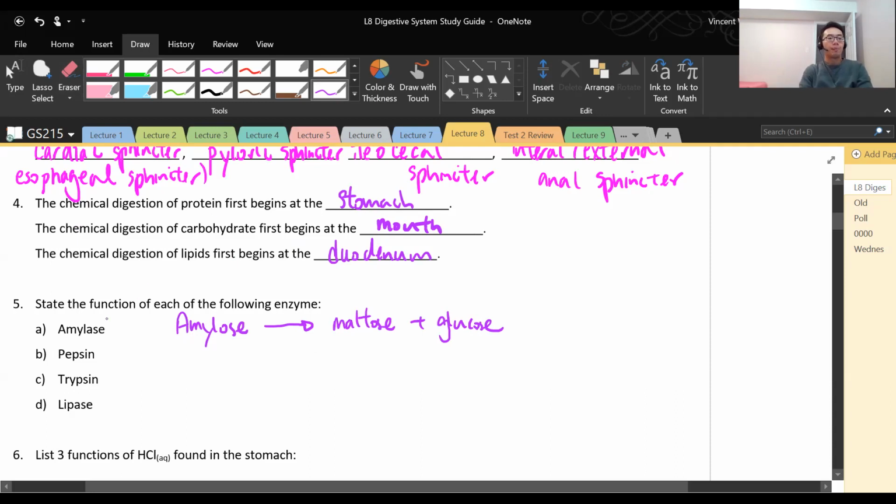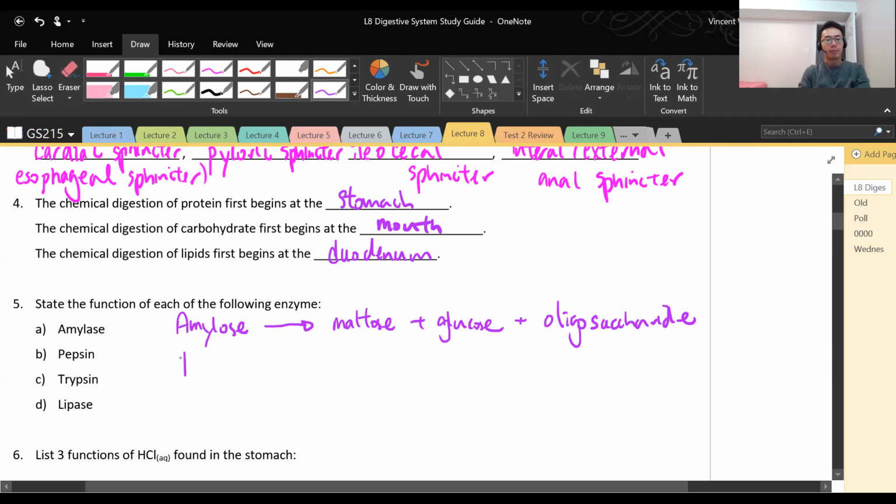So in the mouth, you're not necessarily going to have enough time to chop up the amylose into individual glucose, right? You might not even be able to chop it into maltose, but you might be able to break it down into what we call oligosaccharides, right? Short chains of sugar. But the point is you're going to start breaking down the amylose.